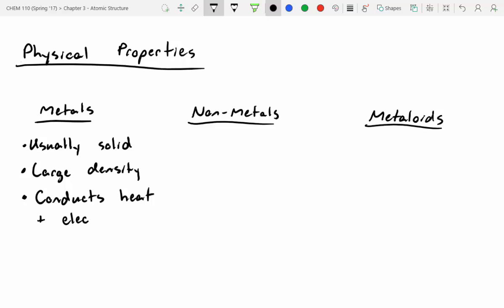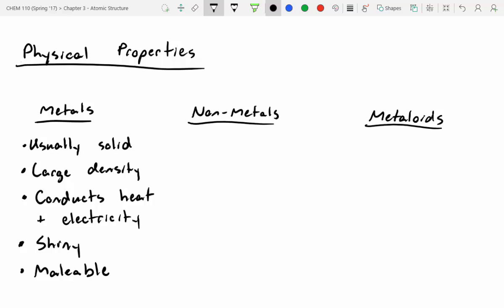And oftentimes it's used for conducting electricity. We obviously don't have wires full of gases. The wires we use in our house and in our computer are metals, right? Usually copper wires are used for conducting electricity. The other thing is if you look at metals, they're usually shiny. Some of them are kind of dull, but for the most part they're shiny. And then the last term we're going to use is malleable.